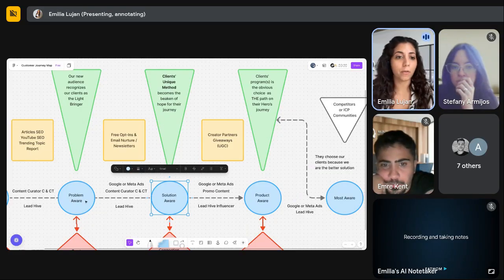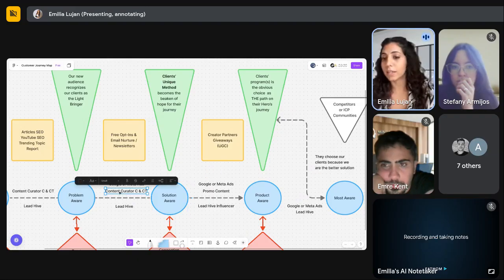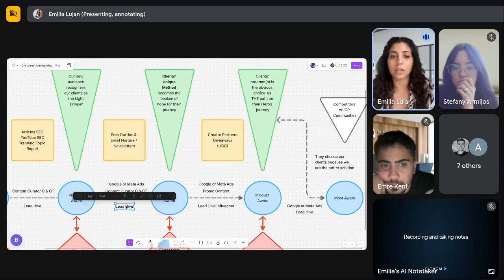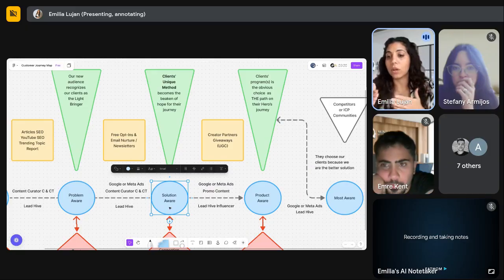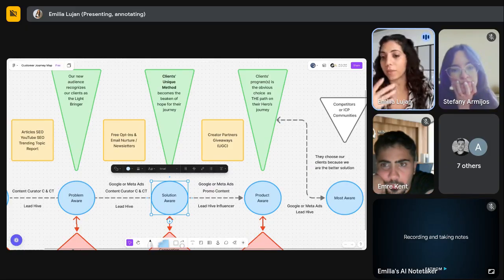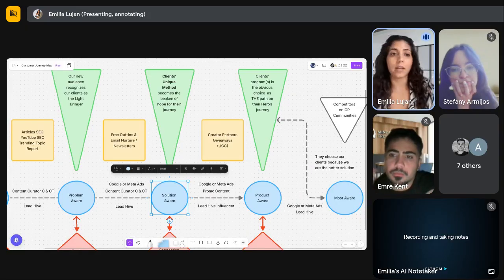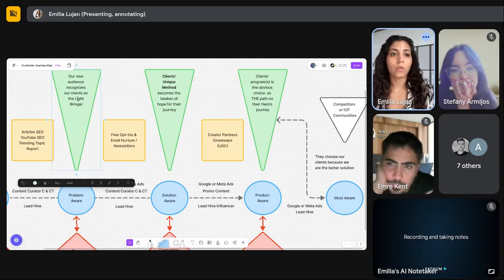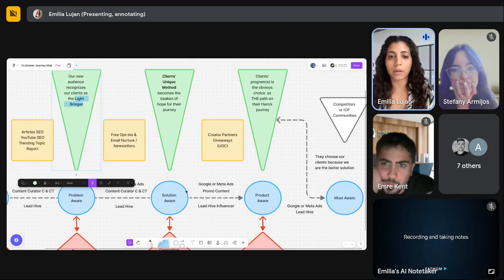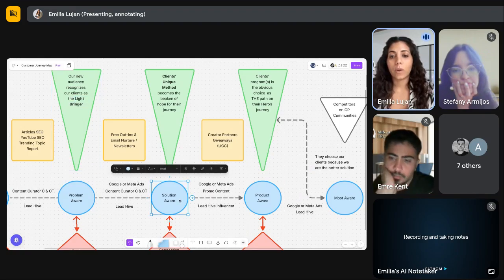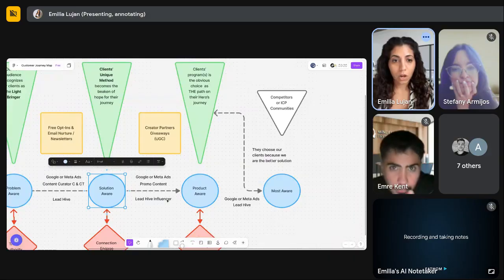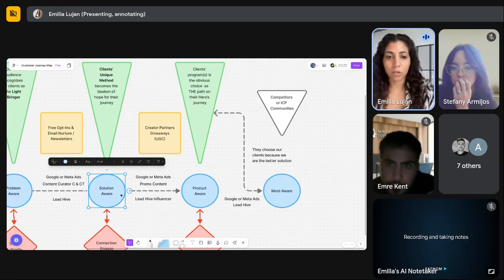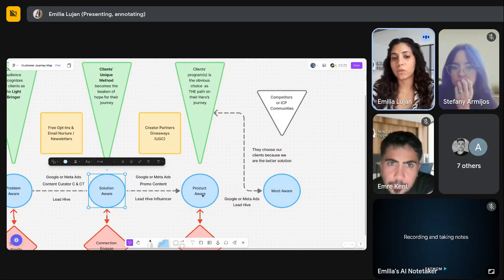So we can bring people from problem aware to solution aware through Google Ads, Meta Ads, Content Curator, through our Lead Hive strategy, right? To bring people to understand that this is the solution, and we want to hold their hand through their journey, and we want them to feel confident and like we are really rooting for them, because our clients, or ourselves, were the light bringers. And now we want to make sure that our audience goes from solution aware all the way to product aware.